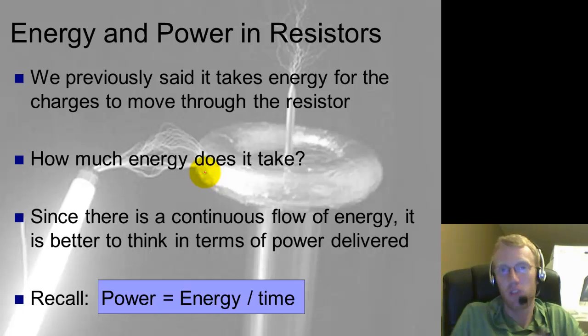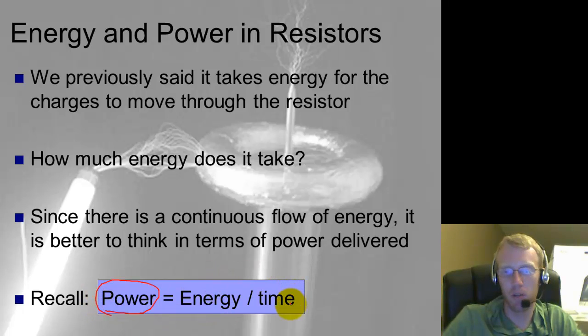Since when you have a circuit that's operating, the charge is flowing continuously, it doesn't make sense to ask about a total amount of energy. Instead, you want to ask about an energy per unit of time, which, if you recall from a long time ago, is a definition of power. So power is how much energy is being spent per unit of time. Typically, this is going to be joules per second, which is watts. Okay, so we'll find out how much power is delivered.